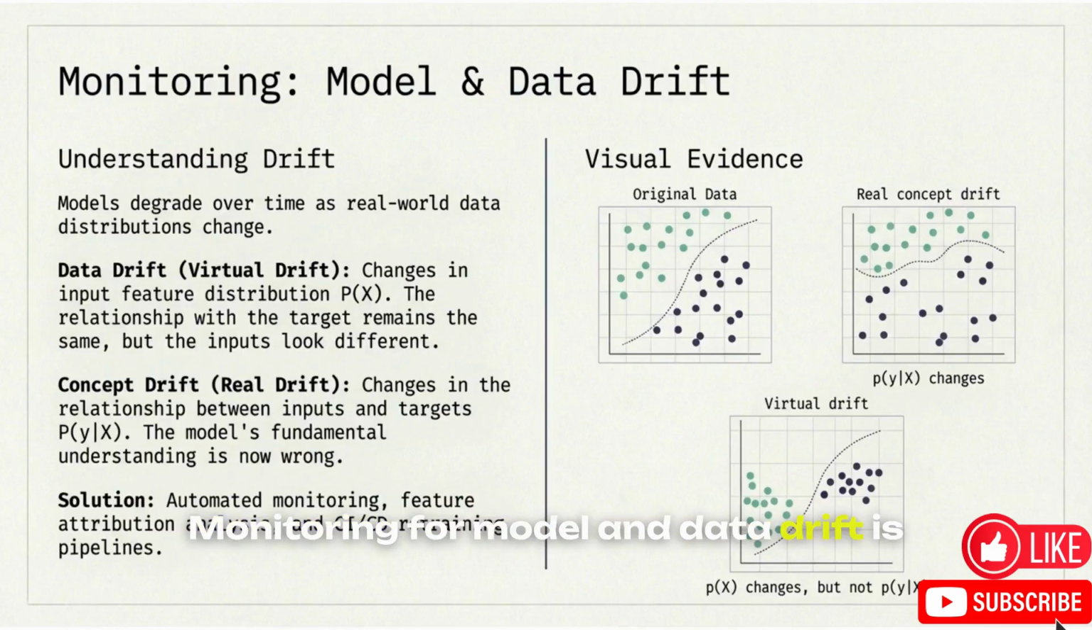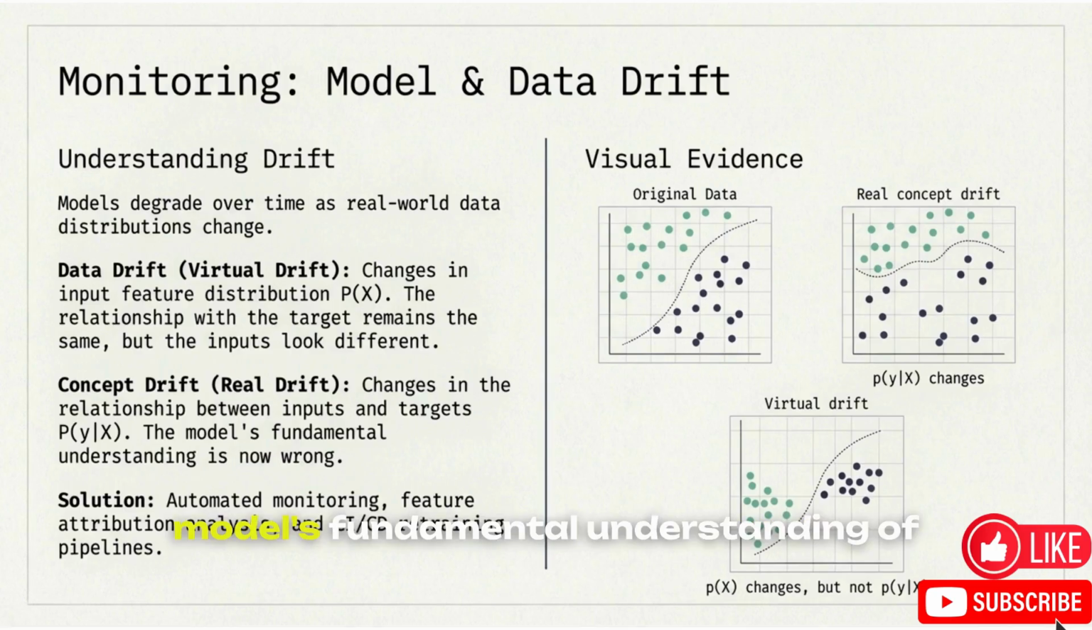Monitoring for model and data drift is essential. Data drift, or virtual drift, involves changes in input feature distribution. Concept drift, or real drift, means the model's fundamental understanding of the relationship between inputs and targets is wrong. Automated monitoring and retraining are the solution.